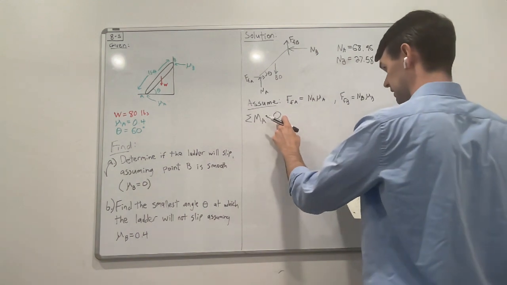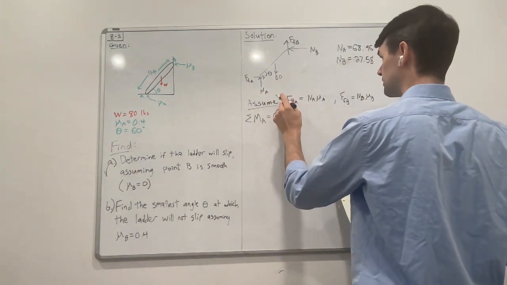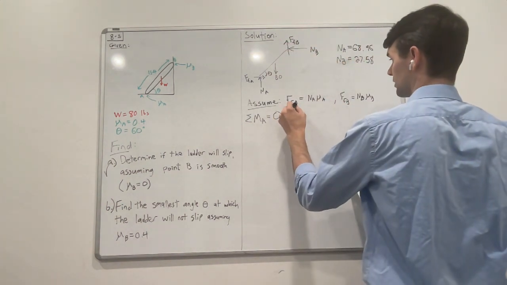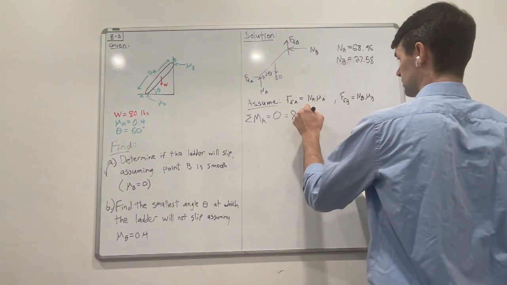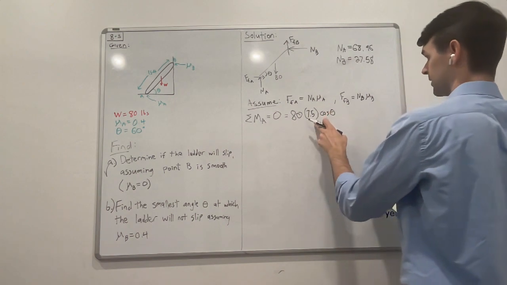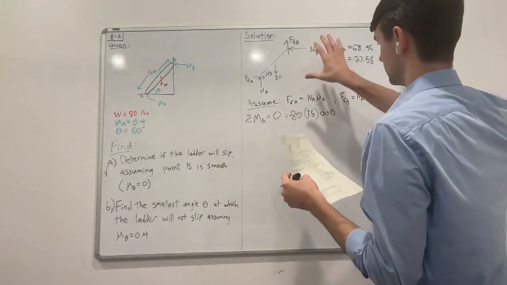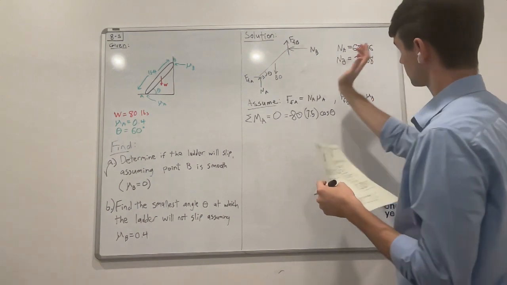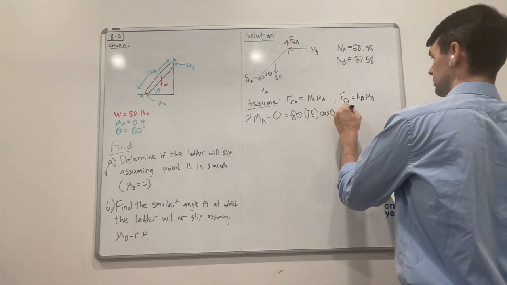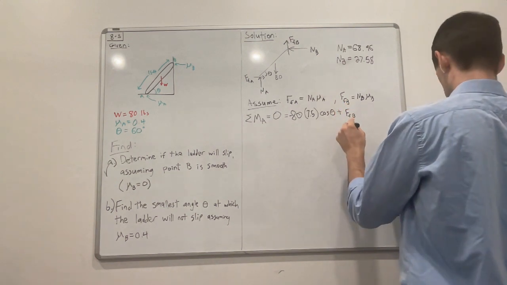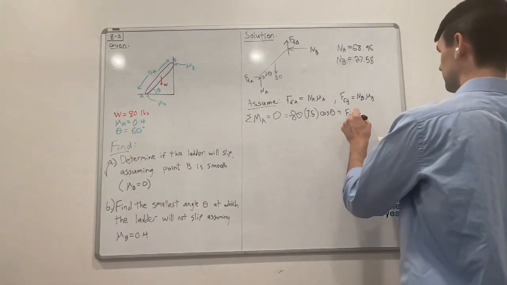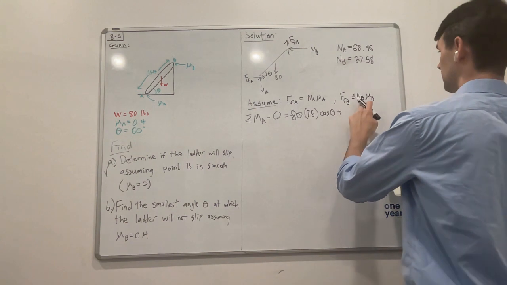So the sum of the moments about point A will be 0. We're going to get, so this weight is going to cause a negative moment of a magnitude of 80 times 7.5 cosine of theta. We don't know theta. And that is negative. And then we're going to get FB. Friction force at B is going to cause a positive. So we're going to say positive friction force B, which of course is just the same as saying NB times mu sub B.